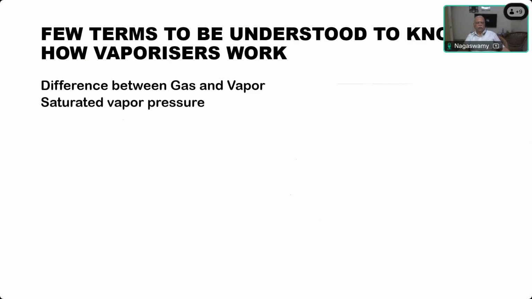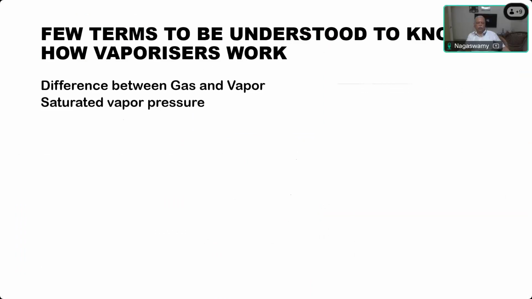Then the next thing is saturated vapor pressure. What do you mean by saturated vapor pressure? The pressure above which vaporization is not possible. The amount of evaporation and condensation is equal at that pressure, sir. Evaporation and condensation. Okay. So is it taking place in a closed container or open container? Closed container, sir. All these things are related to a closed container.